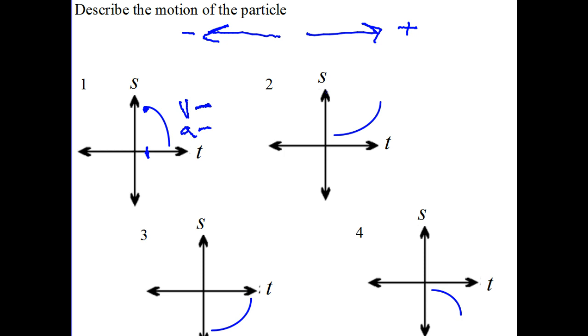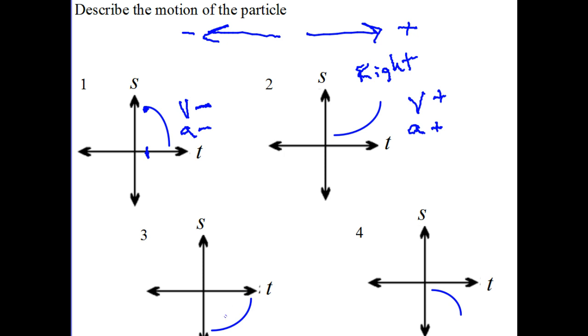Let's look at number 2 here. We have, once again, a positive function everywhere. S is positive, so that means that we are to the right of the origin, and we have an upward slope, so that means V is positive, and we have concave up, so that means that acceleration is positive. So this is a particle that starts to the right of the origin, is moving to the right, and the rate at which it's moving is increasing.